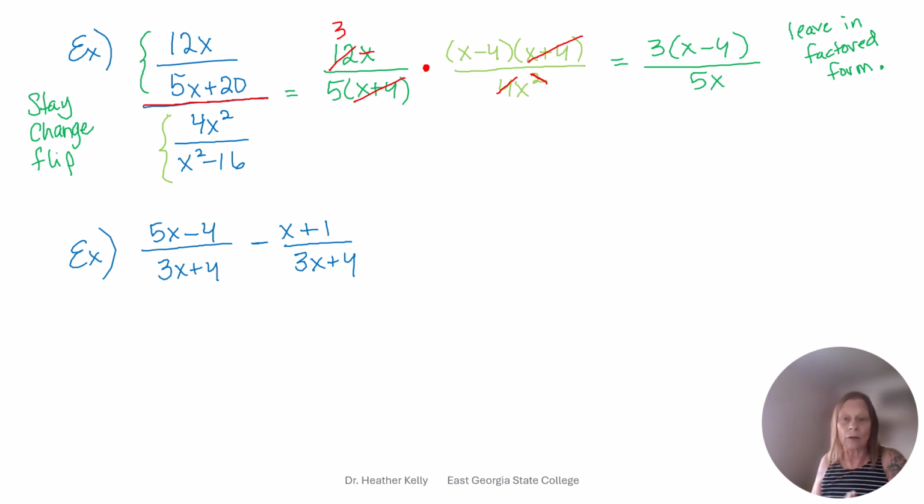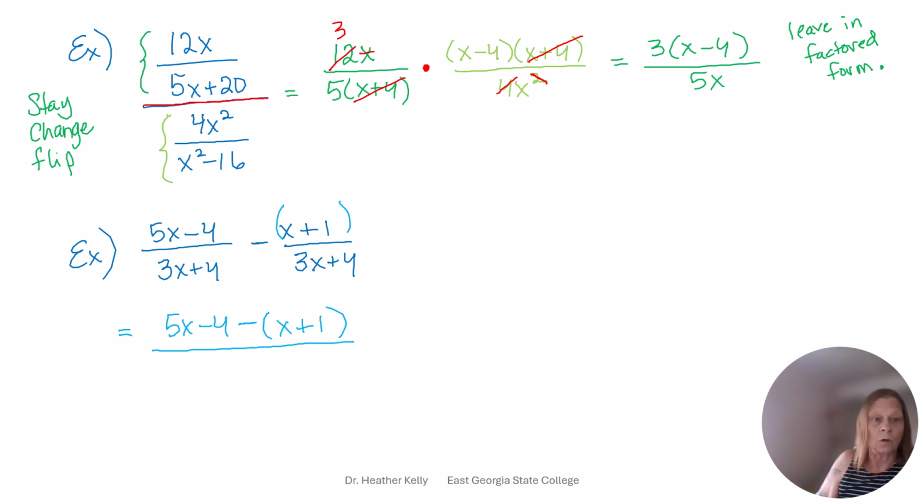Here our denominators are the same. Remember, you can only add the numerators together. You can only combine the numerators when the denominators are exactly the same. So here we've already got them the same, so we can just go straight to 5x minus 4 minus, and this is minus this whole quantity, x plus 1, all over one denominator because they are the same denominator.